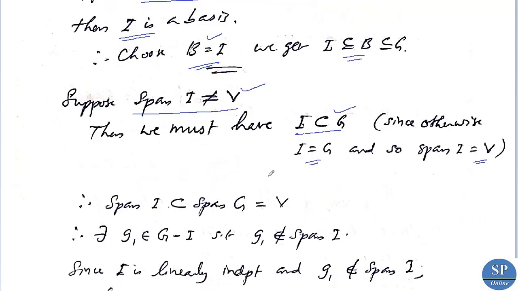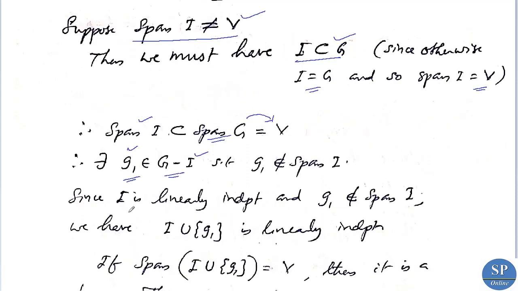Since I is a subset of G, we have span I is a subset of span G, but we know span G is equal to V. So there exists an element g1 belonging to G minus I such that g1 does not belong to span I. That is, since span I is not equal to span G, which is equal to V, we can find an element g1 that belongs to G and does not belong to I, such that g1 does not belong to span of I.